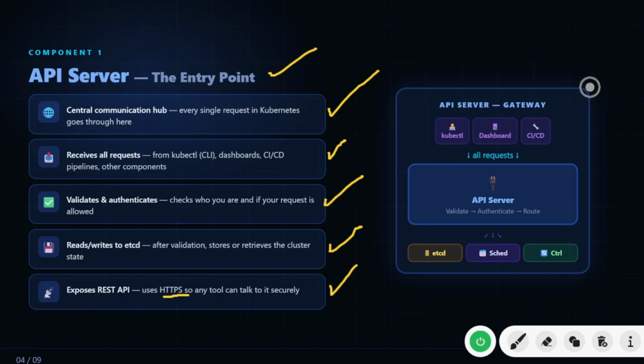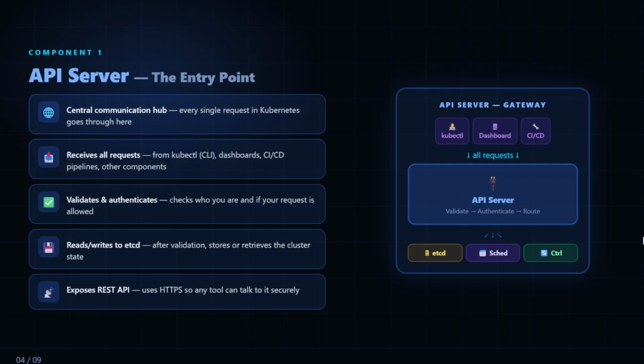That is the architectural diagrammatic representation on the right hand side: the API server gateway, where kubectl or dashboard or CI/CD pipeline, arguments or commands, whatever it is, all the requests are processed through the API server. It is going to validate, authenticate, and route the associated task that needs to be done by the etcd, scheduler and controller. Okay, now we have just seen the API server.